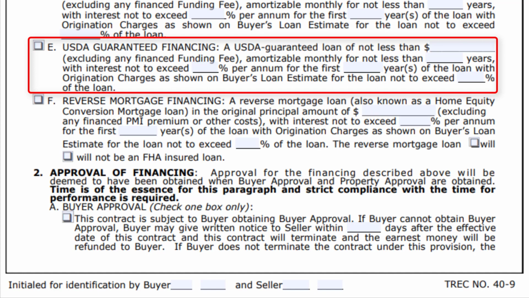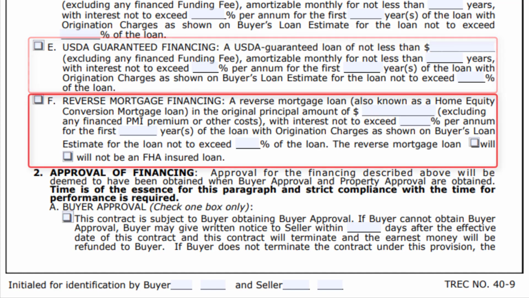Amortized monthly for not less than blank number of years, with interest and so on and so forth. This is exactly the same as above. And then we have the reverse mortgage financing, which says a reverse mortgage loan, also known as a home equity conversion mortgage loan, in the original principal amount of, and then you have the amount of the loan, excluding any PMI, with interest not to exceed a blank for the first number of years, origination charges, and then you have the option of whether or not the reverse mortgage loan will or will not be FHA insured.